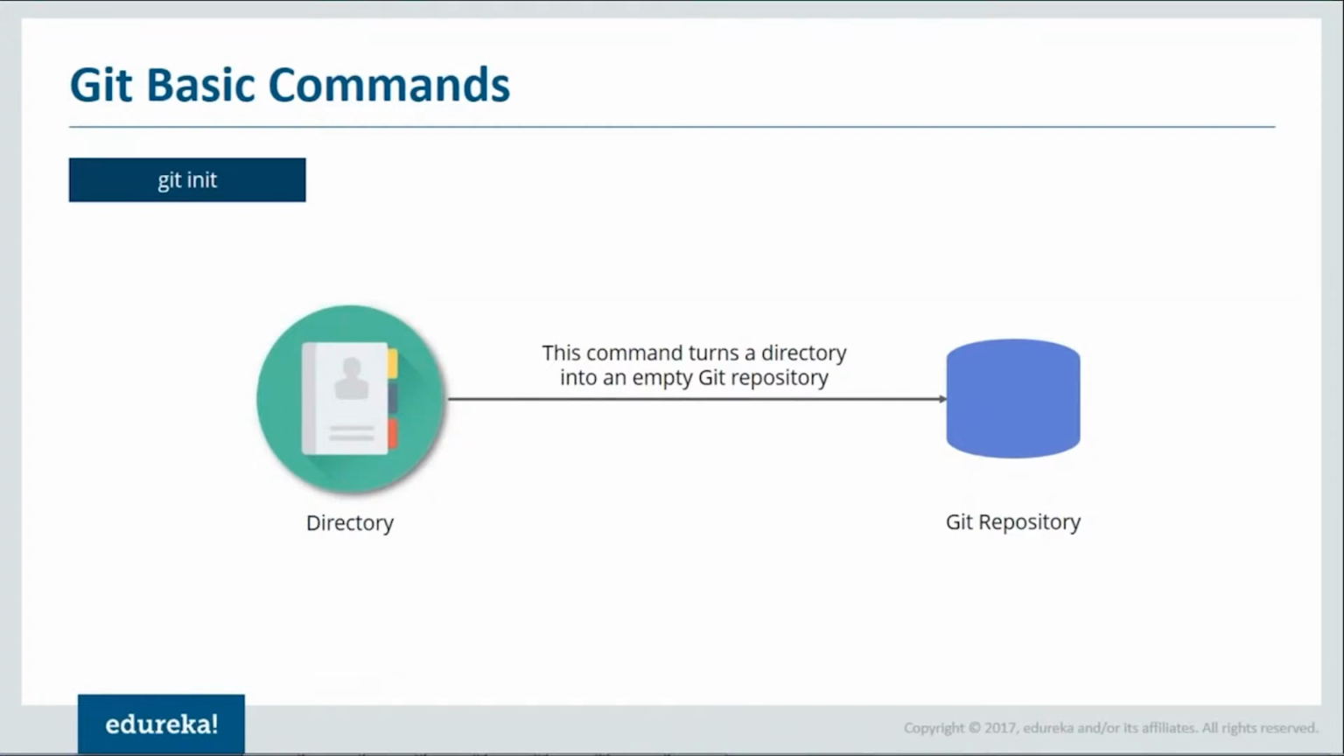So the first command that we are going to discuss is basically the git init command, which will turn a directory into an empty Git repository. So for that, I'll open my virtual machine to show you practically. If you are facing any issues in installing Git, you can go ahead and refer to my Git installation video. There also, I have installed Git on CentOS version 6.5. So for now, let me open my virtual machine and I'll show you there.